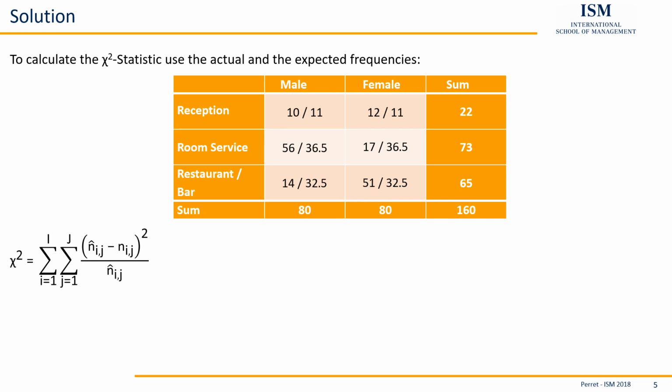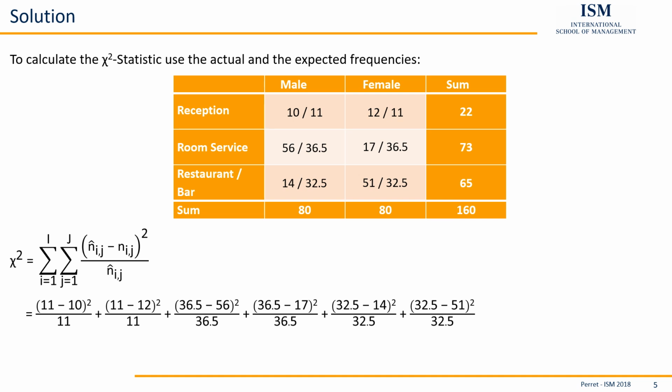So here we have 10 minus 11 for male and reception. This difference is squared and then divided by the expected frequency, so again by 11. If we were to do this for all of them, the second one is for reception and female. Here we calculate, or can also do this the other way around, 11, so the expected value minus the original value, all of this squared, divided by the expected value. The same thing for all the other 4 parts.